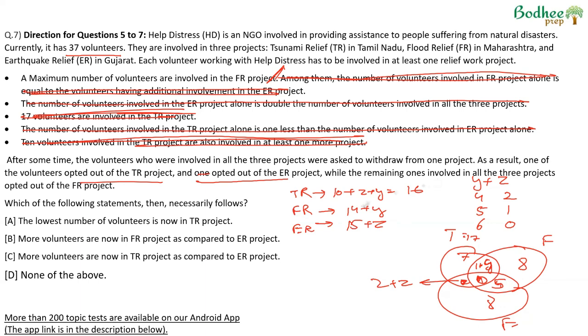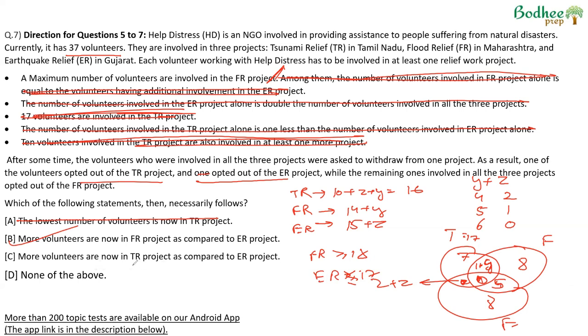Lowest number is for TR? If Y or Z is 0, ER will be 15. That will be the lowest number. So this is not necessarily true. More volunteers now in FR than ER? FR minimum will have 14 plus 4, 18, in which case ER will have 17. FR will have a minimum of 18 when Y is 4. ER will have a maximum of 17 when Z is 2. So yes, FR will always be more than ER.